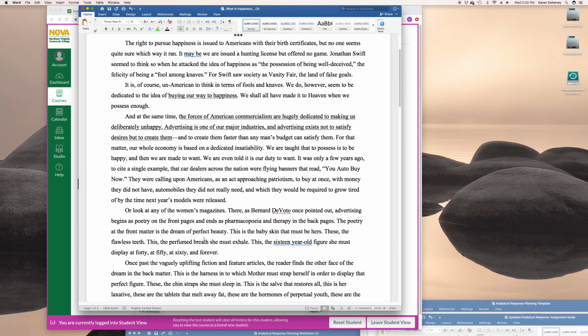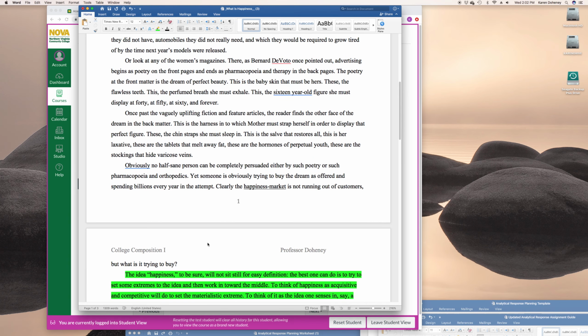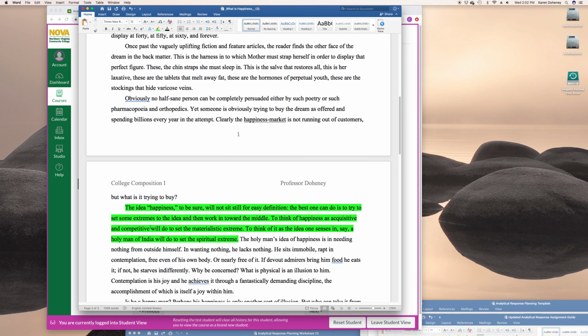But let's just take a look at the thesis statement here, because I think it's really revealing. So here we are with the idea of happiness will not sit still for easy definition. That means he thinks it's hard to define the idea of happiness. And if you think about it, I think you'll find the same thing. So he says, what I'm going to do is set some extremes and work toward the middle. Okay, so what does that mean? So let's see what his extremes are.